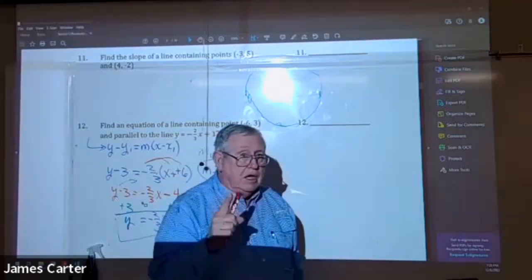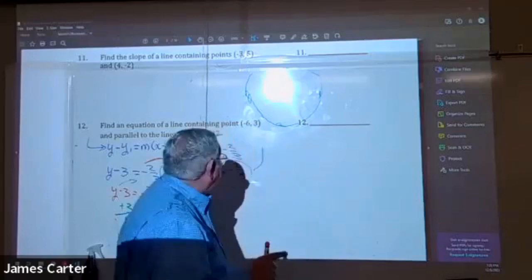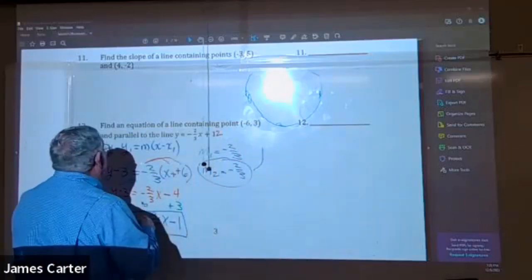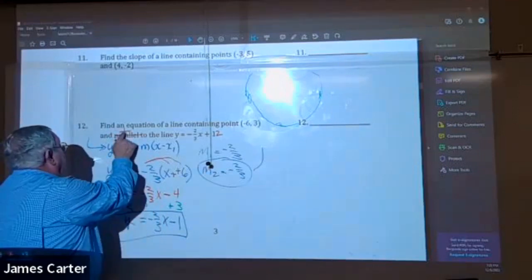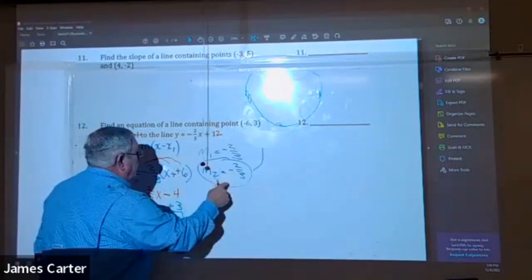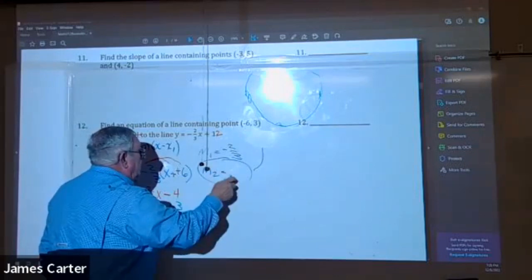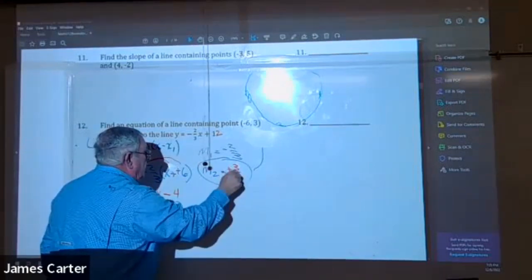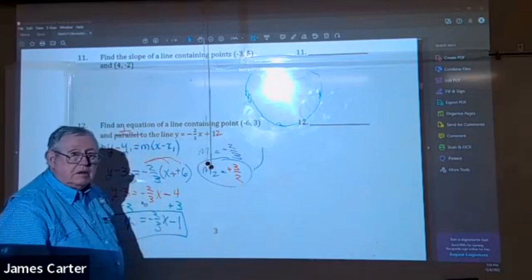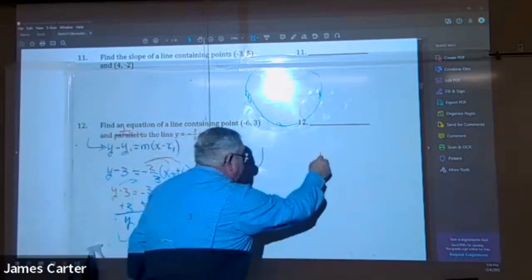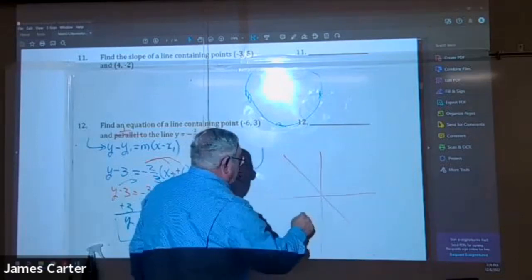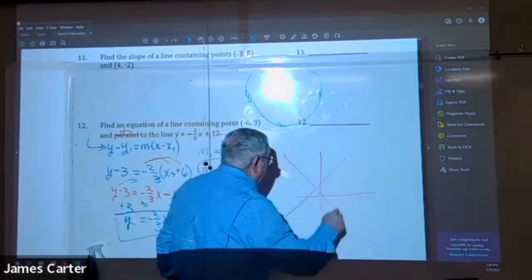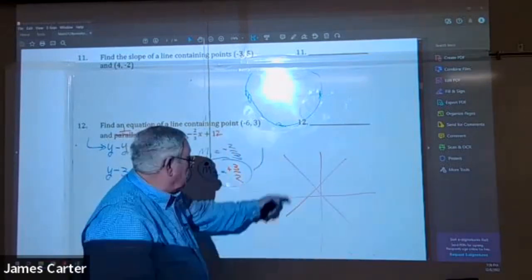Now, if they are perpendicular, that's the symbol for perpendicular, then slope 2 would be +3/2. Whereas the first equation went this way, the second equation would go that way.